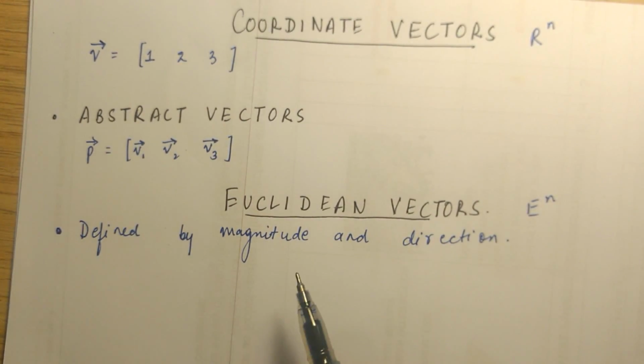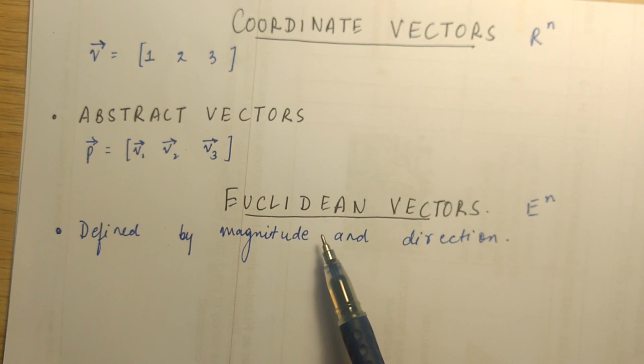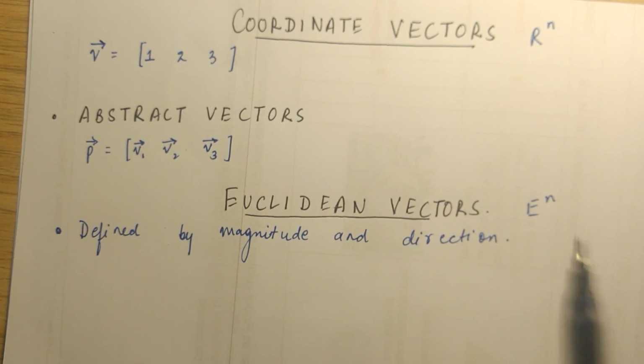Now, the Euclidean vector. Euclidean vector is generally defined by magnitude and direction.